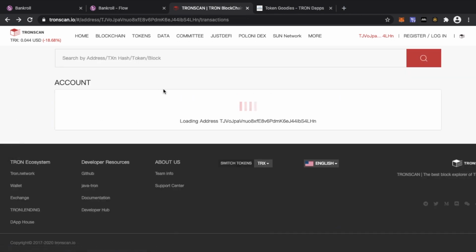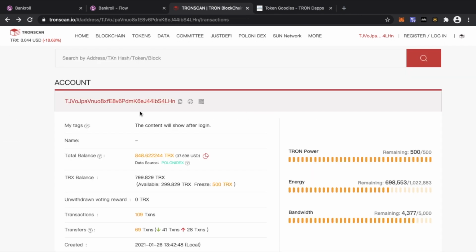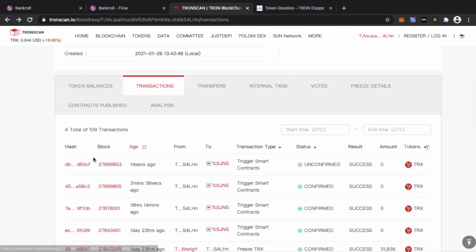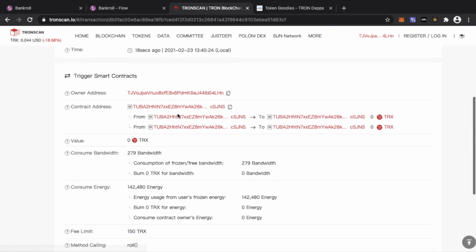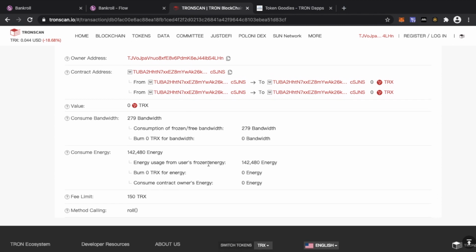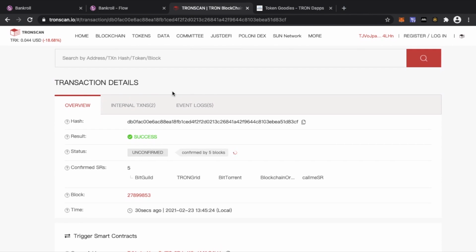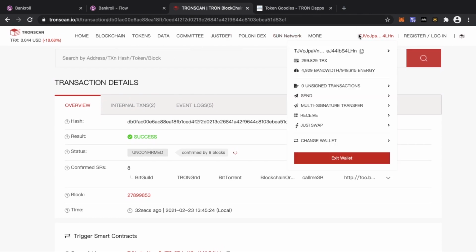So again, I've done another roll. If I go to the transaction hash for this roll, I can see down here, let me scroll down. This roll cost me 142,000 energy. So now you understand. The previous roll cost me 112,000 and I rolled 70 to 80 BNKRX. This roll cost me 140,000 energy, so actually more energy, but there was less BNKRX being rolled. So obviously it's very hard to pinpoint.